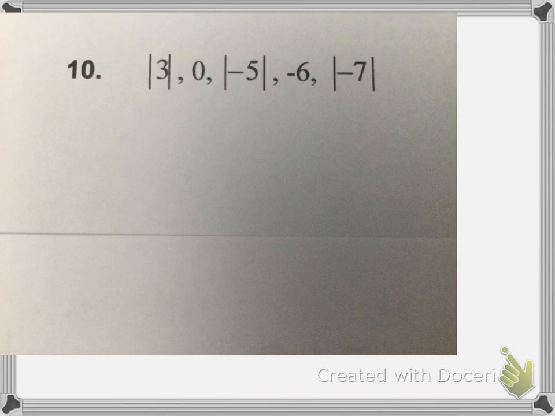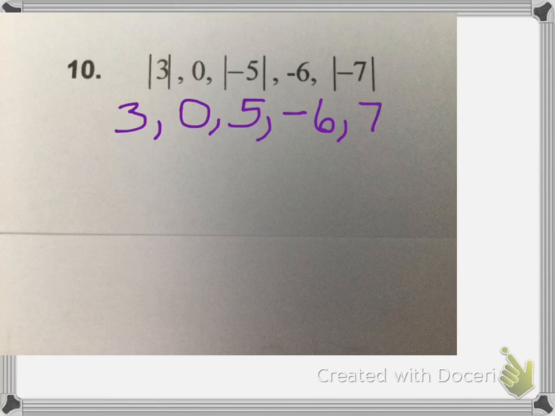Okay, so for number 10, first you're going to evaluate or find the absolute value of the numbers you need to. So the absolute value of 3 is 3. 0 stays as 0. The absolute value of negative 5, how far away is negative 5 from 0? That would be 5. Negative 6, we just bring that down. And the absolute value of negative 7, how far away is negative 7 from 0? That would be 7.